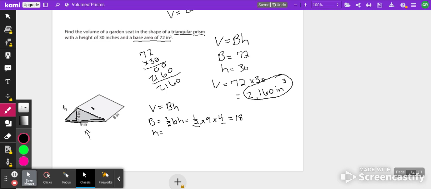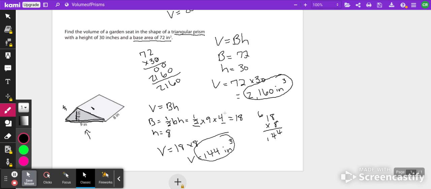Now the height. If I were to take my triangular prism and stand it up on the base, I would have to turn it so that the triangle's on the bottom. It would look kind of like a really tall piece of cake. And this 8 here would be how tall it is. So the height is 8. Now to find the volume, you take the area of the base times the height. So we need to do 18 times 8. 8 times 8 is 64. So our volume here is 144 inches cubed. And that's how you find the volume of a prism.